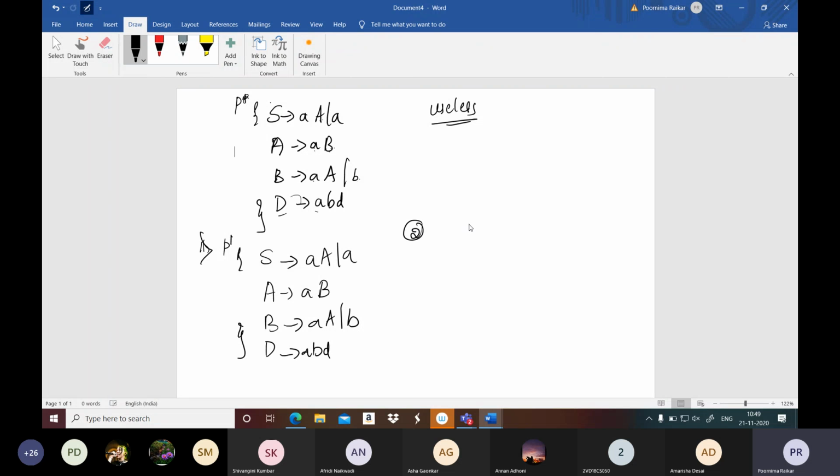So what is my second step? Draw the dependency graph and check where you can reach. From S, I can only reach A. That means I can only have A's production. I cannot have B's production. From A, I cannot reach B, so I cannot have this also. So my final rule, what is left, is only this. All others are useless rules.